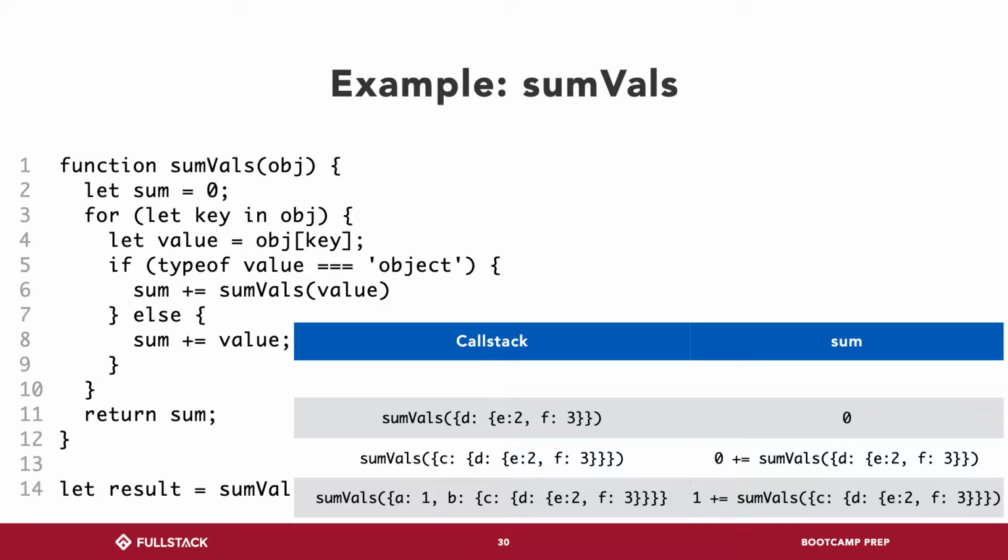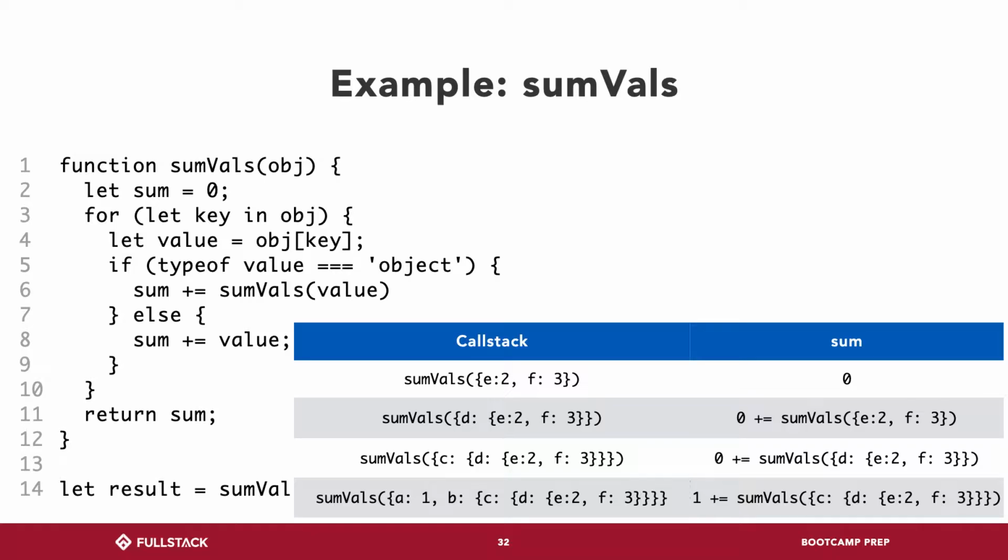And then we're going to start the for in loop. We're going to look at the current object and check if it's an object. It is. So we're going to do that. So sum, which is 0, is going to be plus equals to whatever sumVowels of E2 and F3 returns. Whatever this call returns. So this function is now put on pause as well. And then that thing enters the call stack. sumVowels called with E2 and F3, right? An object with 2 keys. E value is 2, F value is 3.